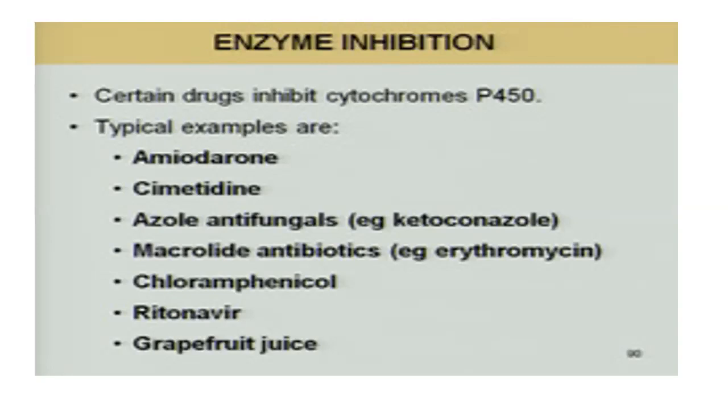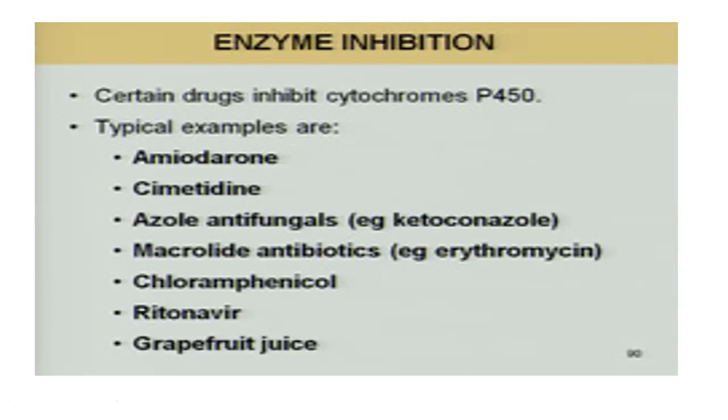Certain drugs will inhibit the cytochrome P450. Cytochrome P450 is the family of oxidative enzymes which mainly carry out the oxidative biotransformations. Examples are amiodarone, cimetidine, then various antifungal azoles like ketoconazole, then macrolide antibiotics like erythromycin, then the antibiotic chloramphenicol, ritonavir, then grapefruit juice. These are some of the agents or drugs which will inhibit the oxidative enzyme.